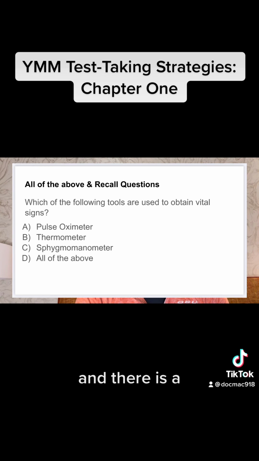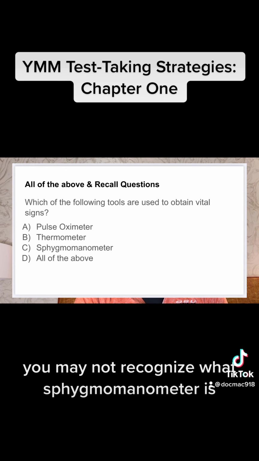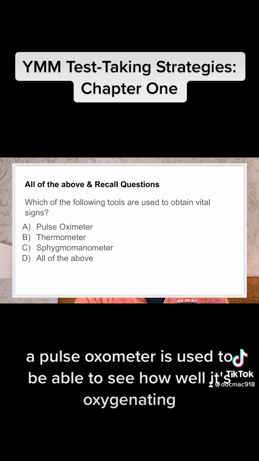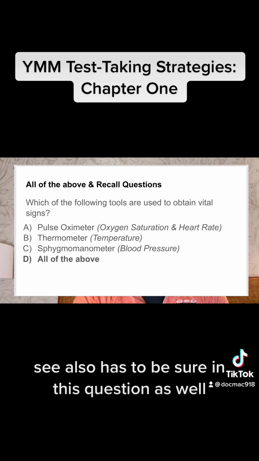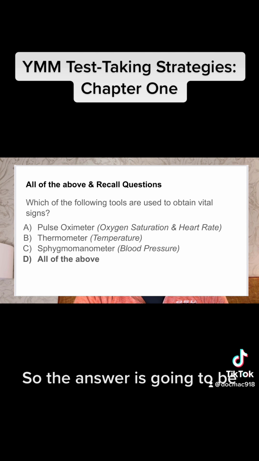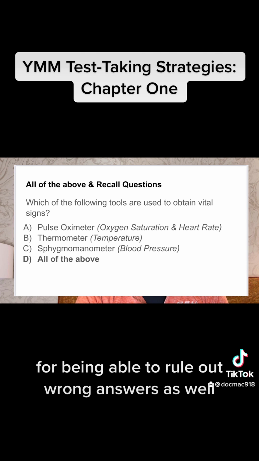So you see pulse oximeter as A, thermometer as B, and sphygmomanometer as C. You may not recognize what a sphygmomanometer is, but you may recognize that a pulse oximeter is used to see how well someone's oxygenating, and a thermometer is used for temperature. And so by default, C also has to be true in this question. So the answer is going to be, of course, D. Use that approach moving forward, and you have an excellent strategy to do well on these questions and to rule out wrong answers as well.